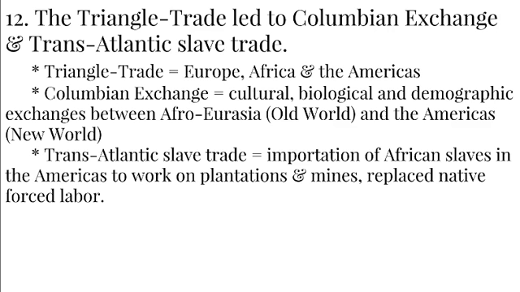The negative side, or one of the negative sides of this, is of course that the native populations of the Americas are going to die from all these diseases that they're not used to. And therefore, kind of an effect of an effect, we see the creation of the transatlantic slave trade, because African slaves are going to be brought in to replace the natives who are dying. So the triangle trade network is the cause of the Columbian Exchange and the transatlantic slave trade.